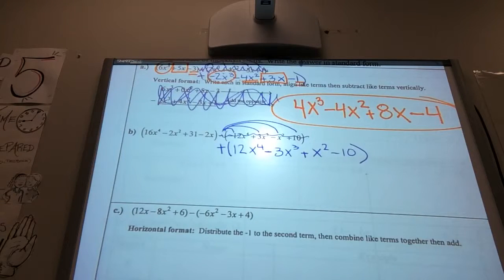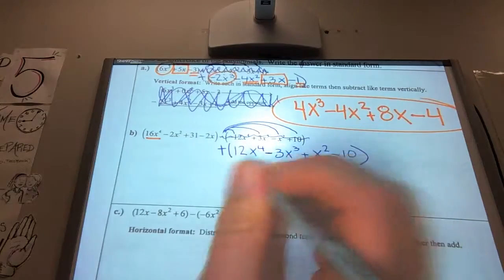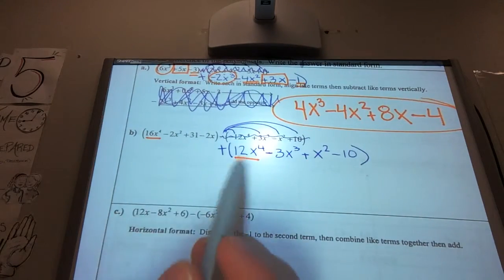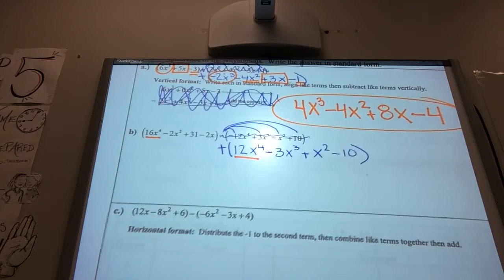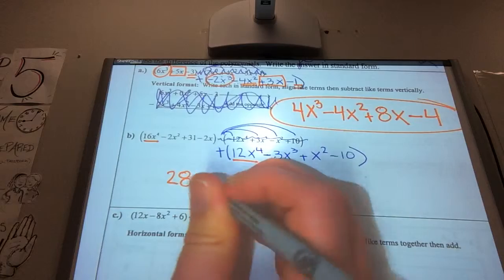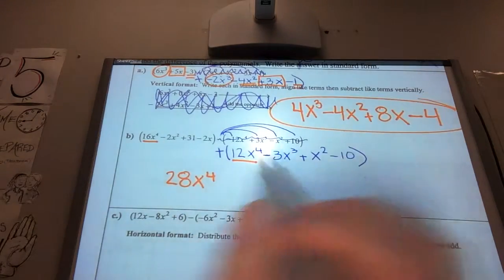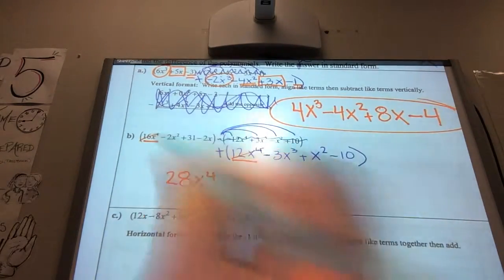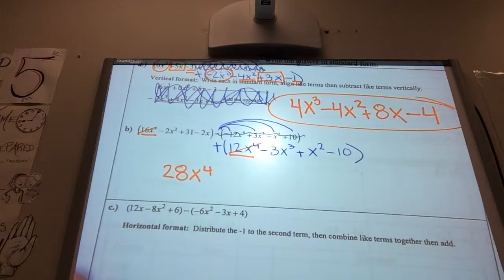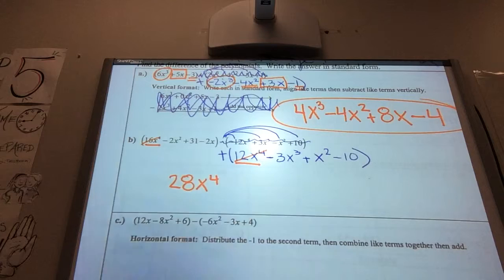What's my largest exponent? X to the 4th. I have 16x to the 4th and 12x to the 4th. Again, you can use a calculator and do 16 plus 12. But what is that going to give me? 28x to the 4th. And sometimes it's nice to, okay, so I've done the x to the 4th. You can cancel them out. I've combined my x to the 4th terms just so you're not looking at as much. So then I look to see what comes next.